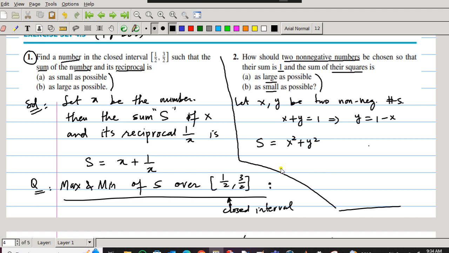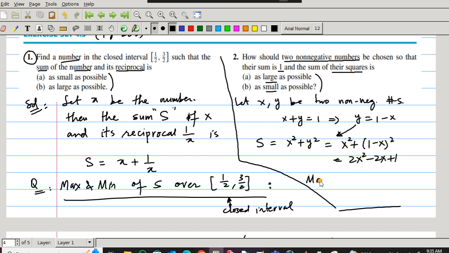as large as possible, as small as possible. So it means I have to make this sum larger and smaller. But here we have two numbers, two variables, x and y, not one. That's why they gave you the condition, right? So this will become x square plus 1 minus x square. So now you will find the maximum and minimum of s over the infinite interval. It is not closed interval now. So I will maximize my s. So you can simplify. This is, I think, 2x square minus 2x plus 1. 1 minus 2x plus x square. So x square plus x square will become 2x square.